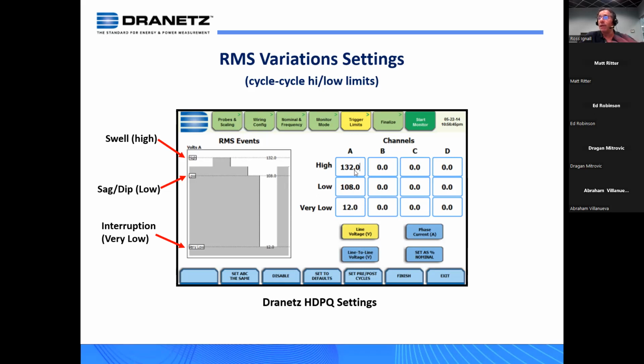And you just simply click, and this is a PowerPoint, I can't do this. You just simply click on a cell and you open it up and you can make it tighter. You can make it any raw voltage or current that you'd like, or you can click this button over here which says set as percent of nominal. So if you click that, now you're talking in percents. If I click this right now, this would say 110%, 90%, and 10%. So again, you can switch back and forth between that and the real magnitude of the voltage or the current.